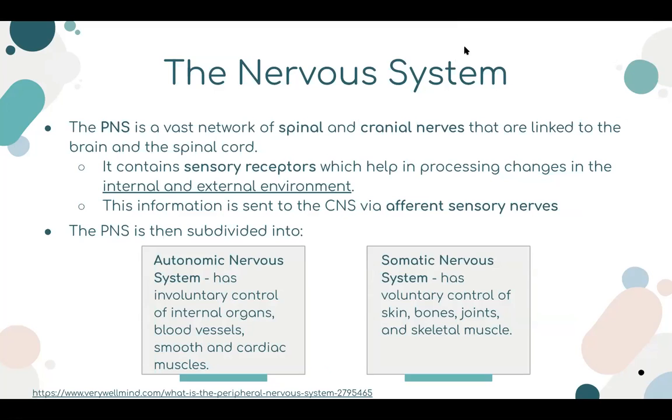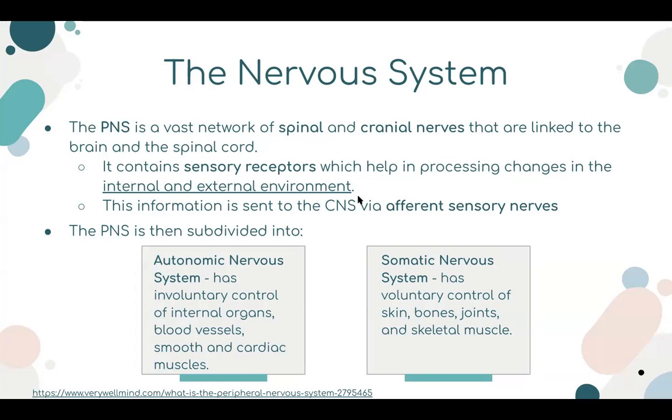So continuing on, the PNS, or the peripheral nervous system, the second main portion of the nervous system, is a vast network of spinal and cranial nerves. Cranial nerves are basically nerves on your face that are linked to the brain and spinal cord. It contains sensory receptors, which help in processing changes in the internal, meaning the inside of your body, and external, meaning outside of your body, environment. This information is sent to the CNS via afferent sensory nerves, which we will get into in more detail later on in the presentation. The PNS is then subdivided into two major portions.